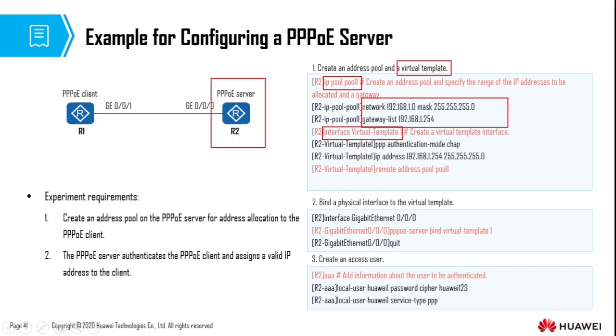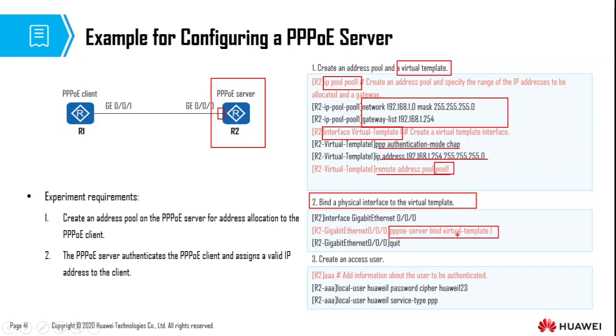After that, in the virtual template, we can specify that we want to use CHAP as the authentication mode, and we can give it an IP address. Then we can tell it, for remote addresses, use IP addresses from pool, this pool that we created, pool1. After you've done that, you can now bind the virtual template to the physical interface, this one here, GE0/0/0. So you get into the interface and use the command pppoe-server bind virtual-template 1.